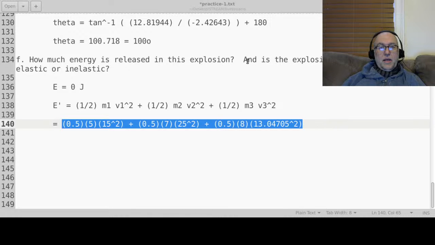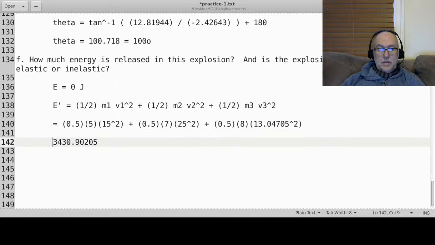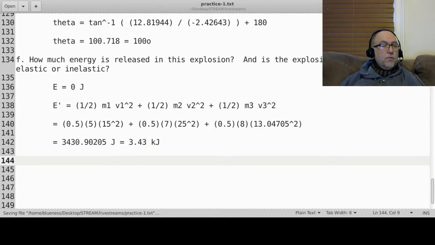And that turns out to be 3.43 kilojoules, like that. So there we go. That's really the only problem I wanted to do today.